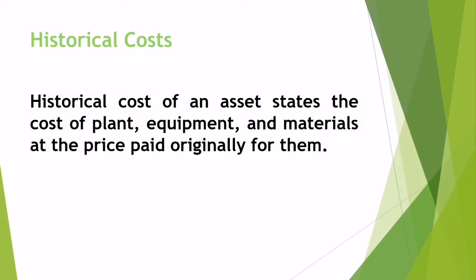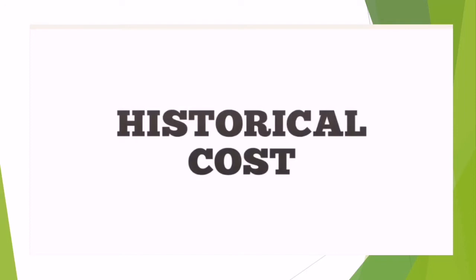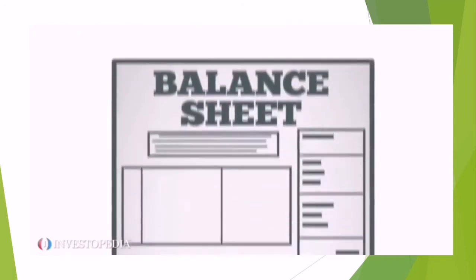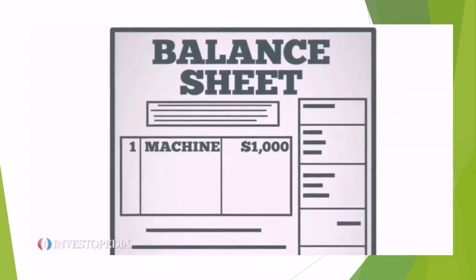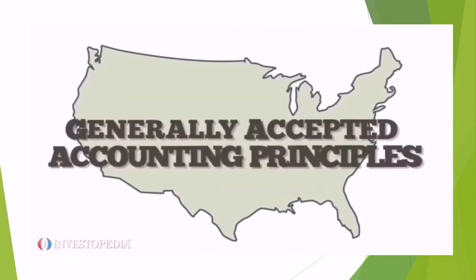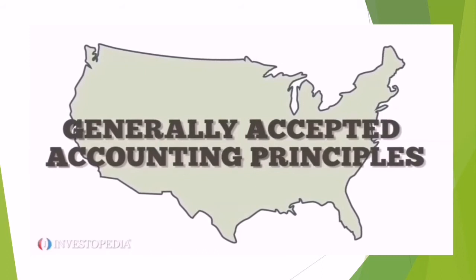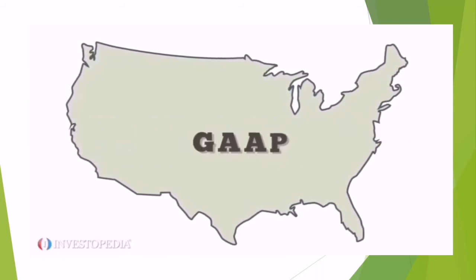Historical costs. Historical cost of an asset states the cost of plant, equipment, and materials at a price paid originally for them. Let's watch the video. Historical cost equals the original purchase price of an asset recorded on a company's balance sheet. This is the required method in the United States under Generally Accepted Accounting Principles, GAAP.